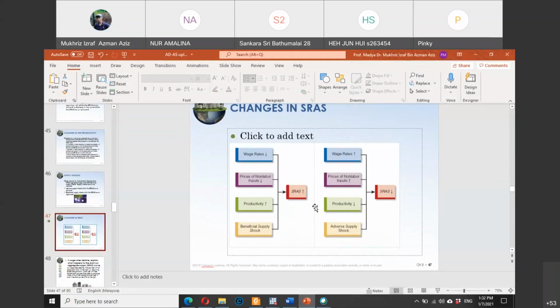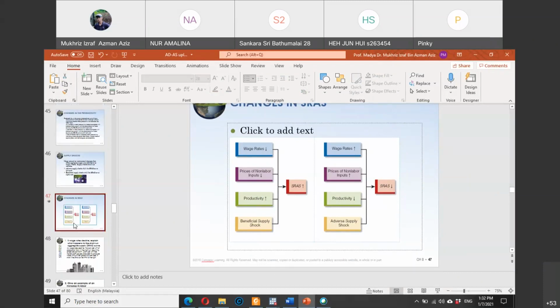And to sum up the changes in the supply curve, you can see this simple diagram here. So lower wage rates, lower prices of inputs, increased productivity, beneficial or positive supply shock will cause the supply curve to shift to the right. And the opposite happening will cause the supply curve to shift to the left. So this is for this slide here.